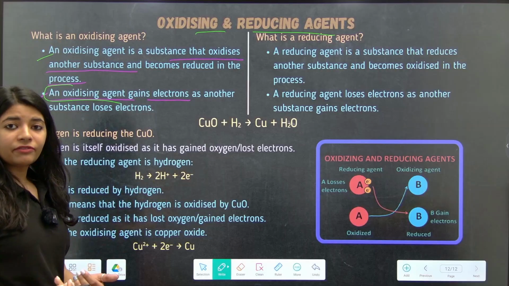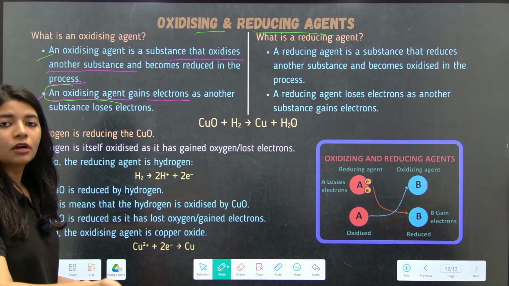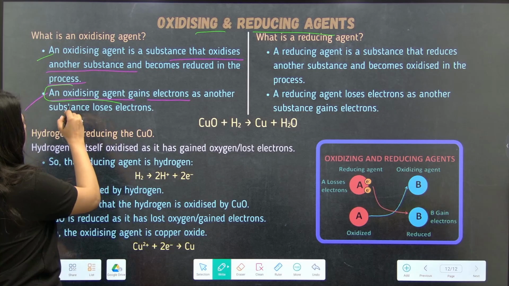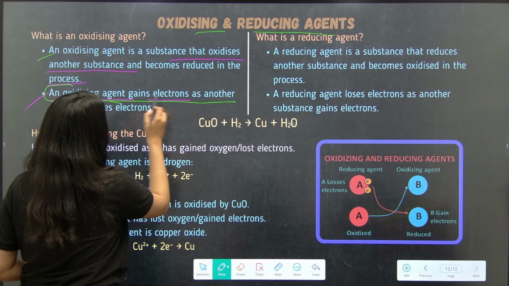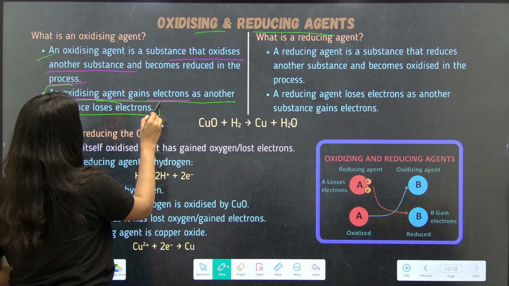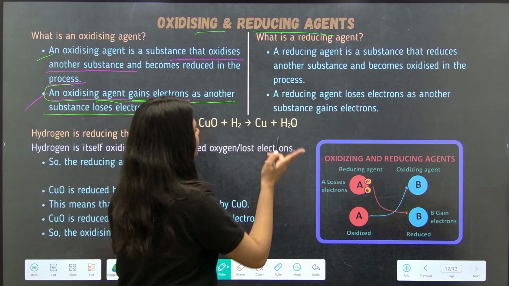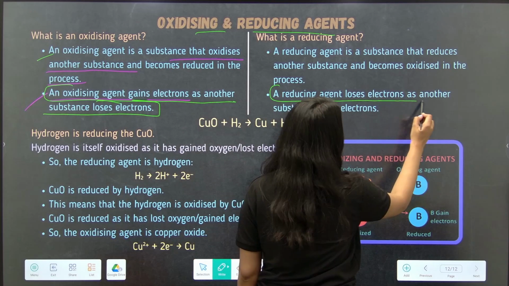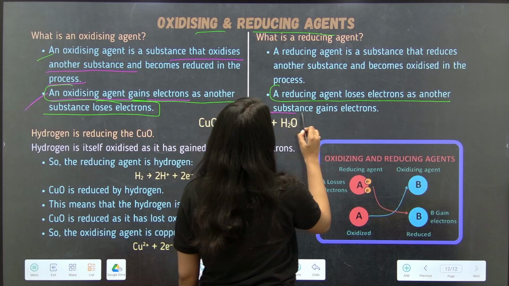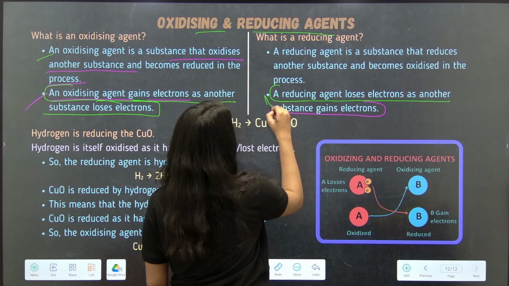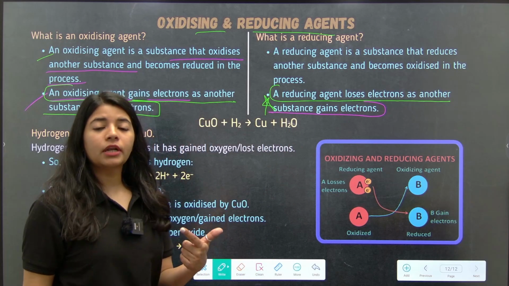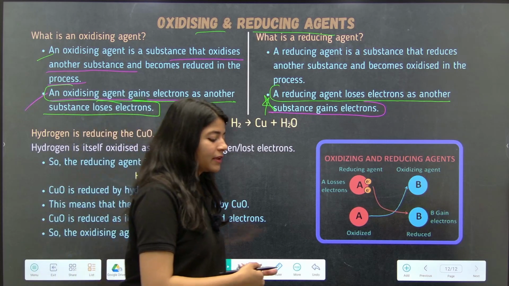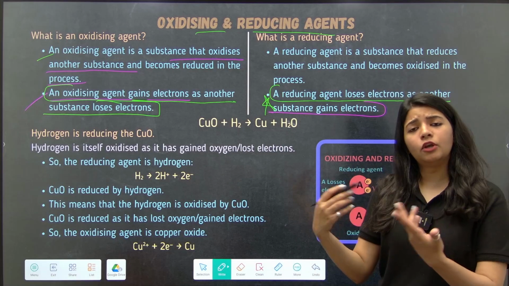It itself gets reduced and helps the other to oxidize. Okay, the oxidizing agent gains electrons as another substance loses electrons. And here, what is reducing? A reducing agent loses electrons as another substance gains electrons. Okay, this is important. What is a reducing agent? The substance which itself gets oxidized but reduces the other.